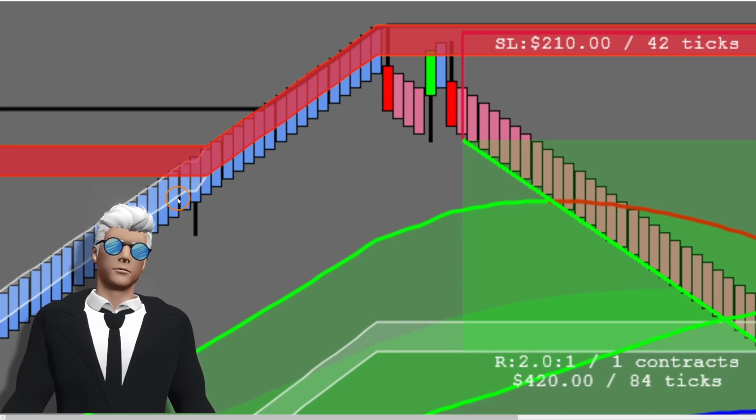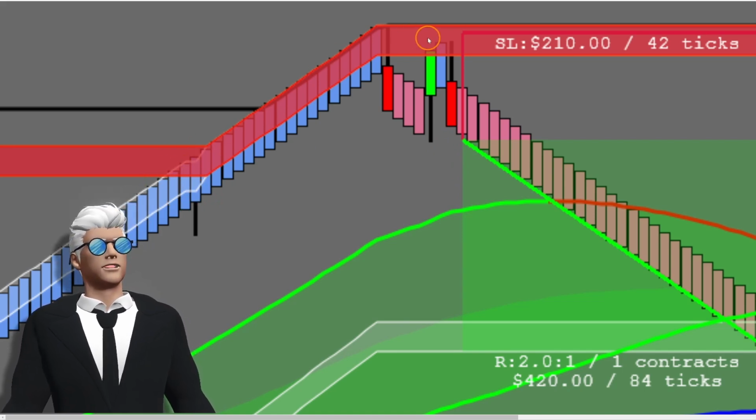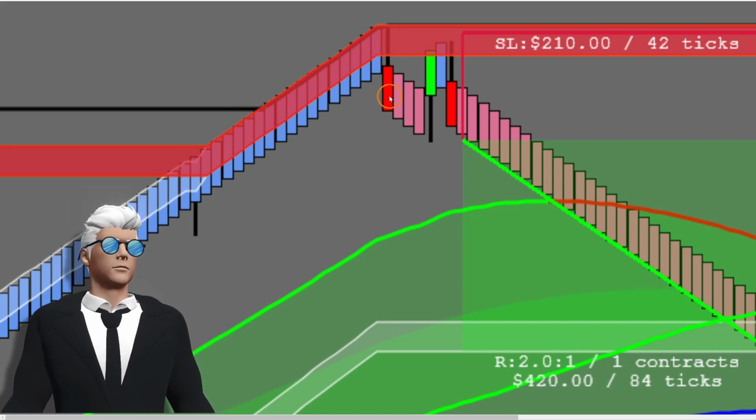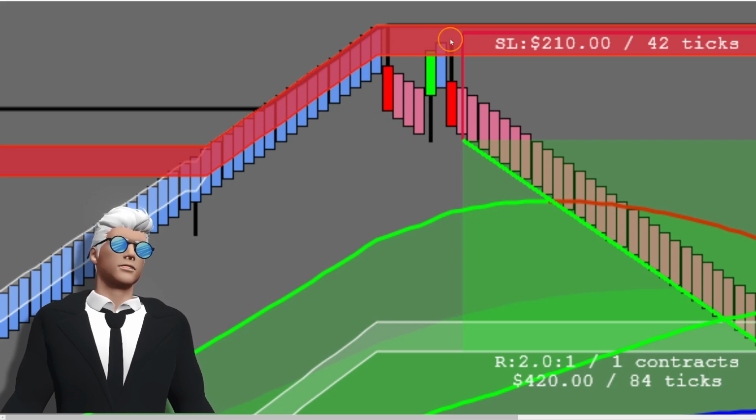Here's a great example of what I'm looking for when I lock in the 18 and 3 channel into the 36.6 channel, which then locks into the 54.9 channel. As you can see here, we don't enter. Even though there's a pullback, we still don't enter. We're going. We hit a reversal. Now we're looking for a pullback. So we hit our pullback.